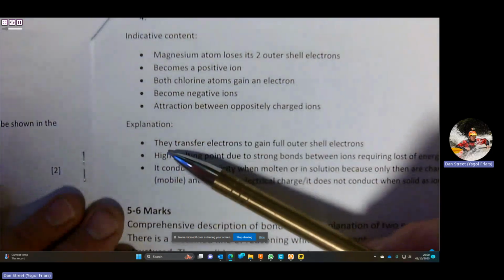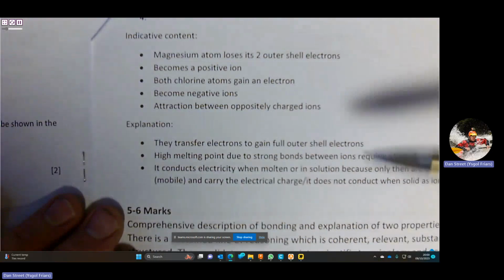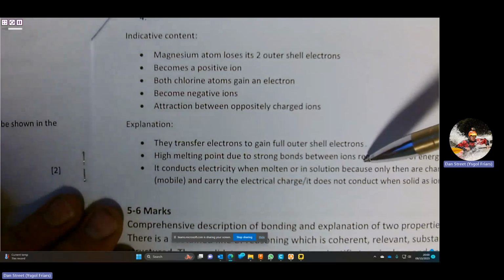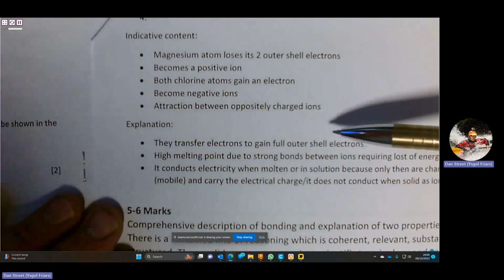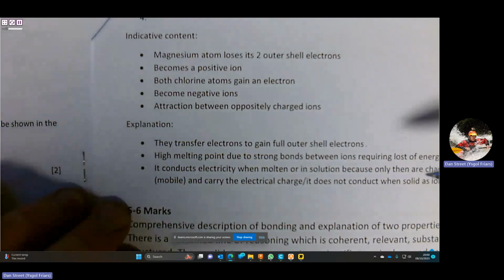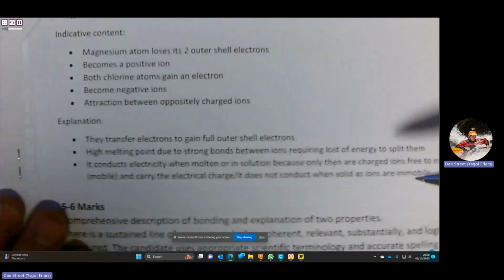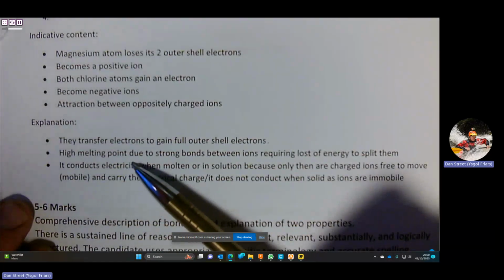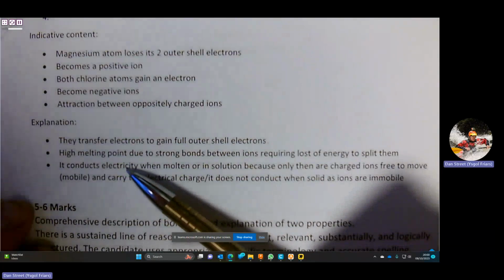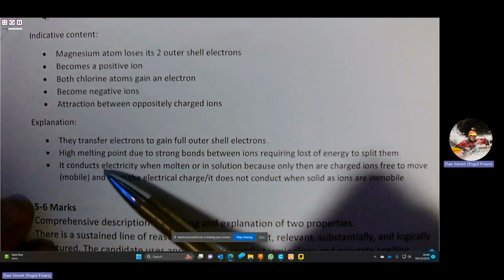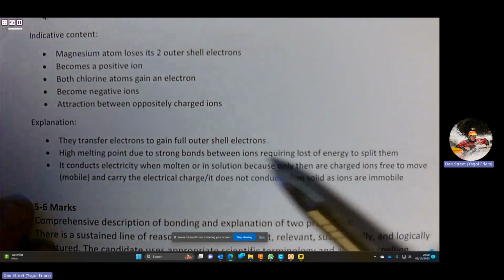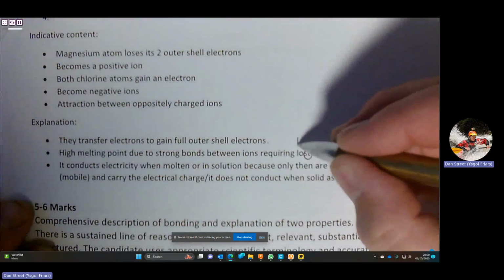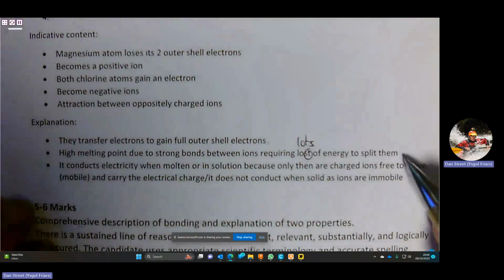Further to that, they might want you to explain that the transfer of electrons is to gain full outer shell electrons. In the case of the magnesium, it gains the full outer shell beneath the shell with 2 electrons, and in the case of chlorine, obviously it gains that 1 electron to fill the outer shell. The high melting point is not obvious from your diagram, so you would have to add this. So high melting point due to the strong bonds between ions requiring lots of energy to split them.